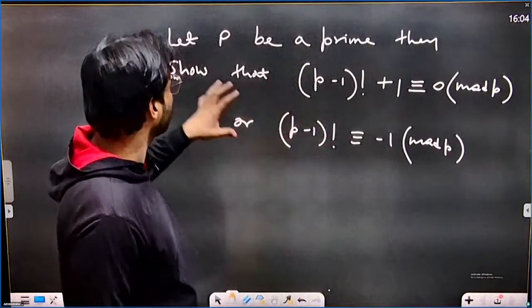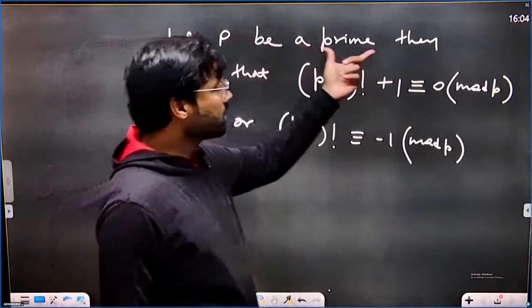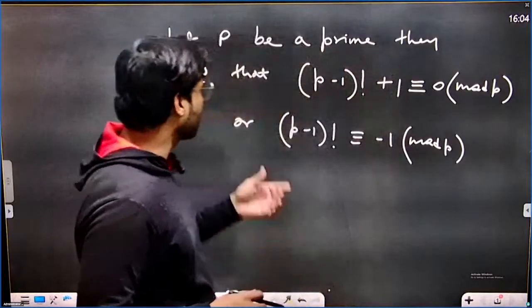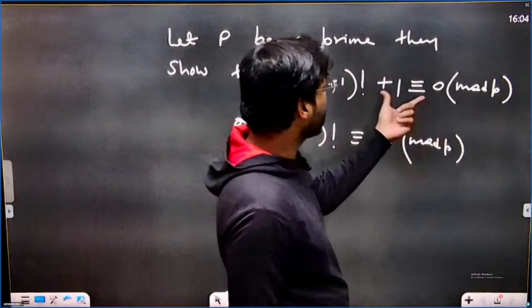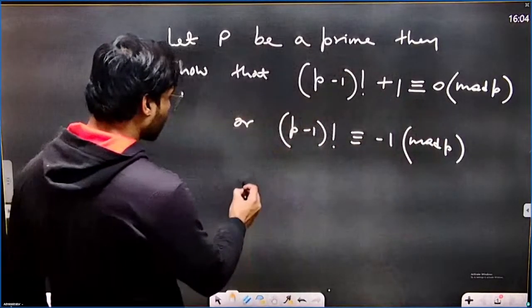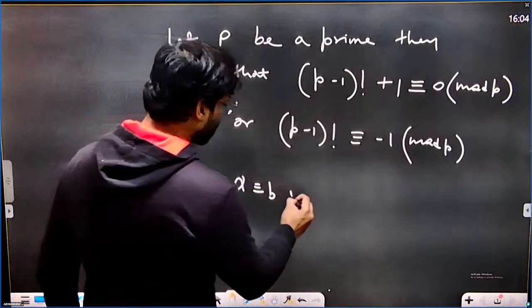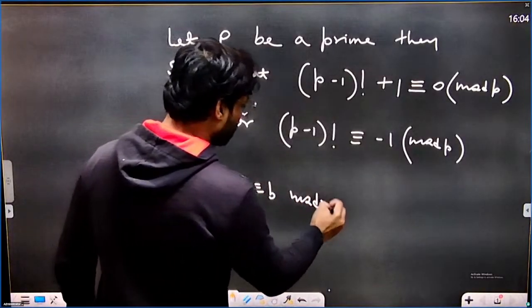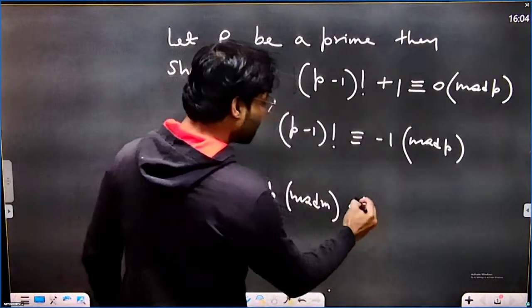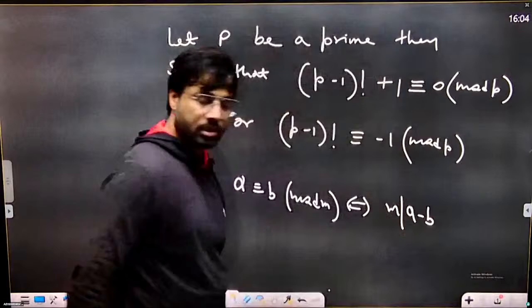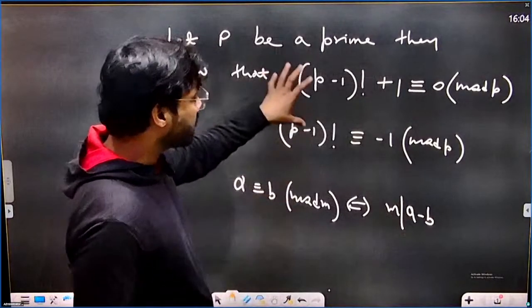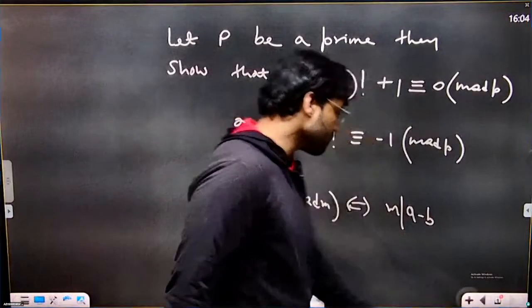What we have to do actually, if p be any prime number, that means if p be a prime, then we have to show that (p minus 1) factorial congruent to minus 1 modulo p. And we know what is the meaning of a congruent to b modulo m: a congruent to b modulo m means m divides a minus b. So we have to prove that. So we'll see how to prove that.